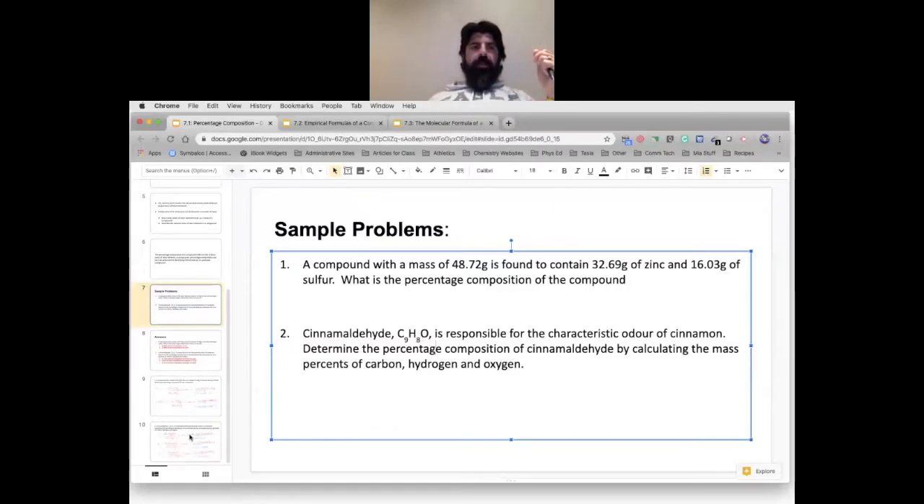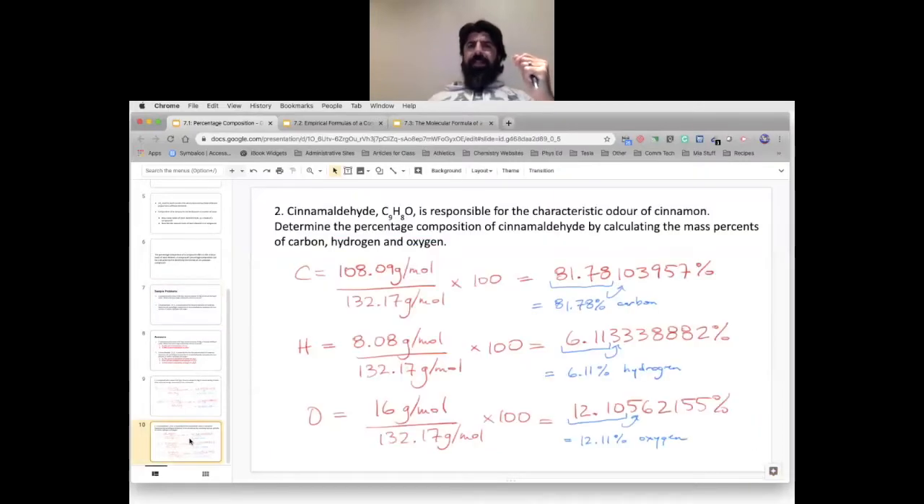Okay, and then what you could do, as I did here, so here are the molar masses. So here is the molar mass of 9 carbons divided by the molar mass of the entire compound. Okay, so we divide those two, multiply it by 100, and we get 81.78.